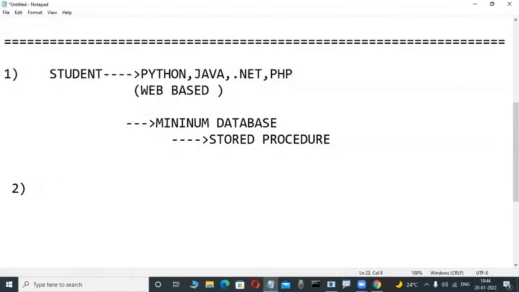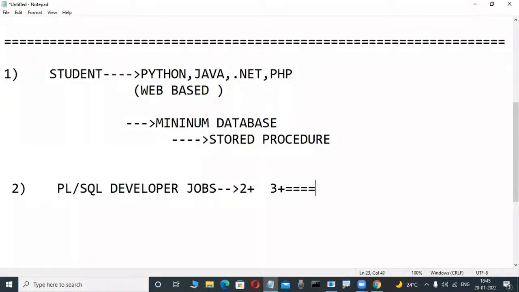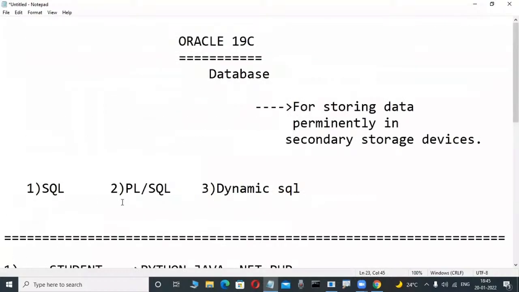Then those persons apply for PLSQL developer jobs, which are available without any knowledge of Java, .NET, or front end. Maybe they are non-technical persons without very good programming skills. Then PLSQL developer jobs are there. Maybe a two or three year gap is there. Those persons are in our course only, learning this course for PLSQL developer purposes.